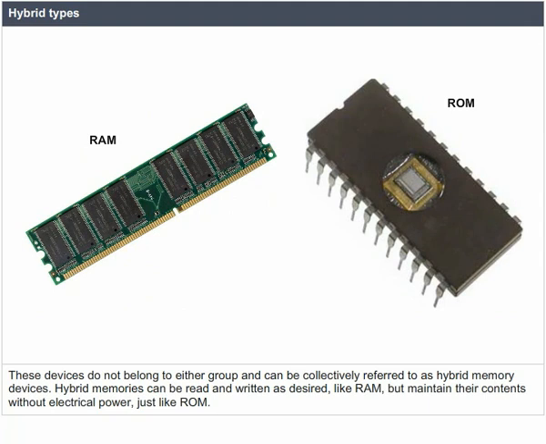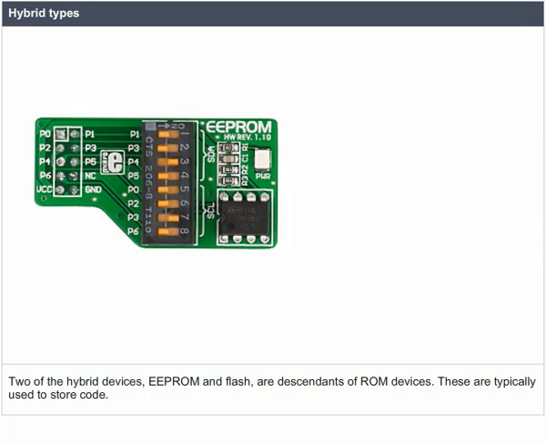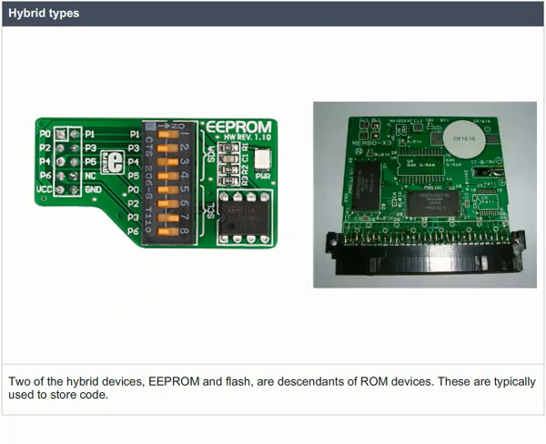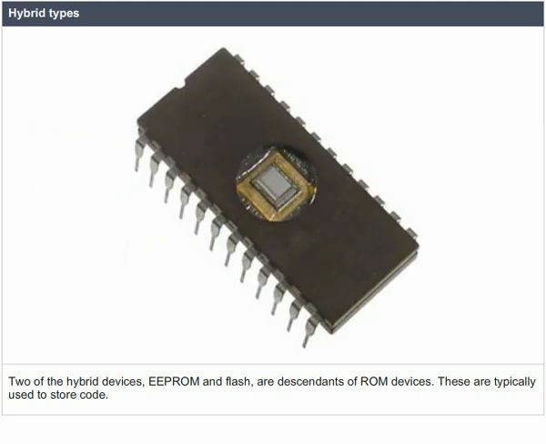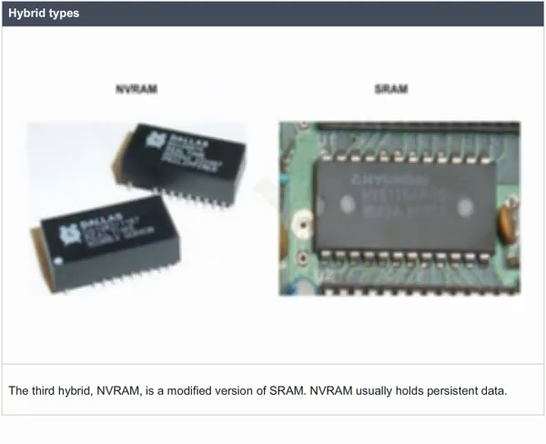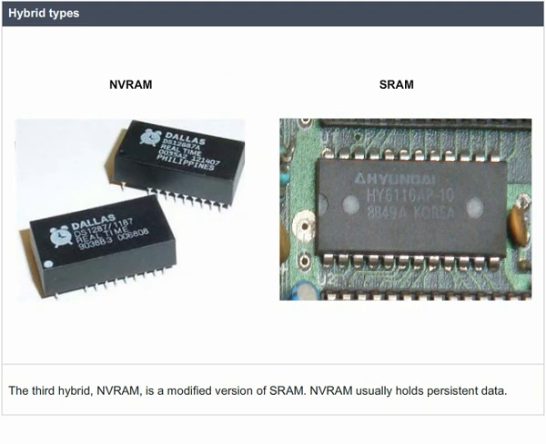These devices do not belong to either group and can be collectively referred to as hybrid memory devices. Hybrid memories can be read and written as desired, like RAM, but maintain their contents without electric power, just like ROM. Two of the hybrid devices, EEPROM and Flash, are descendants of ROM devices. These are typically used to store code. The third hybrid, NVRAM, is a modified version of SRAM. NVRAM usually holds persistent data.